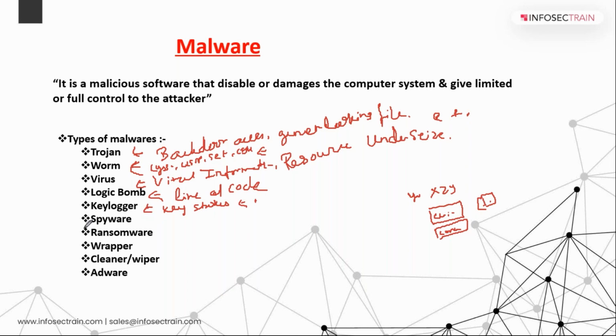Okay, then next we have spyware. This works with your browsing history. This is very much browser specific. It will never affect your system. Straight away, it will collect all the data from your browser, your cache memory, your history. So that is what spyware does.